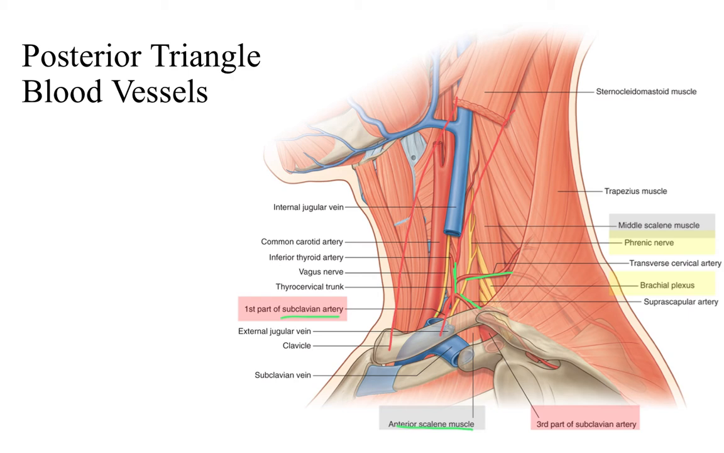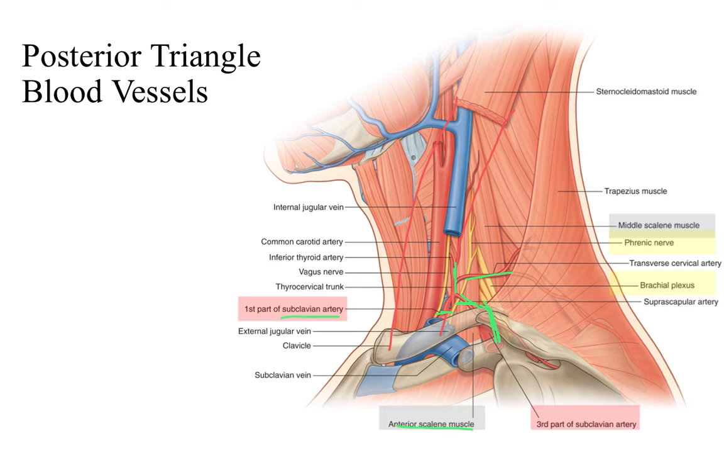The first part is just before it passes deep to the anterior scalene muscle. The second part is here between the anterior scalene muscle and the middle scalene muscle. And then the third part is as it's passing out from behind the anterior scalene muscle and going out into the arm, where it will eventually become the axillary artery.